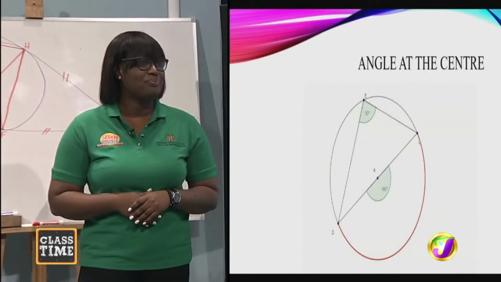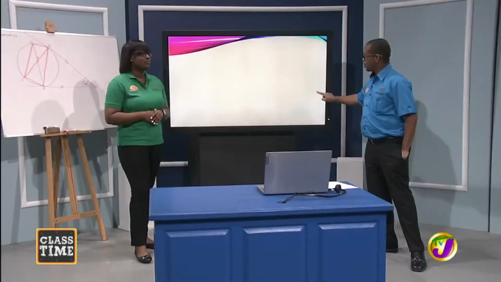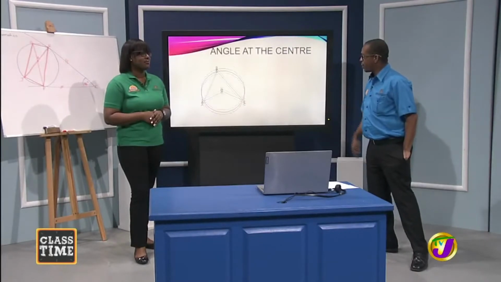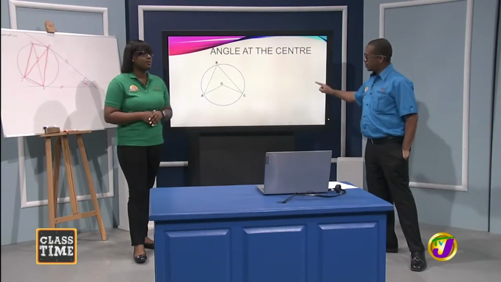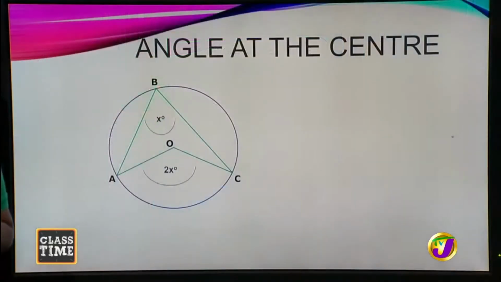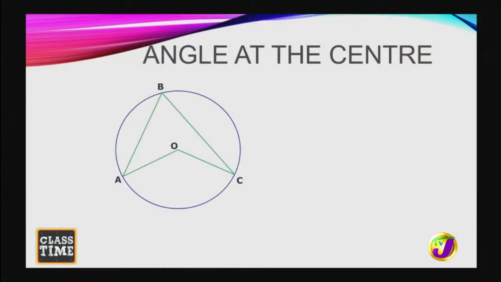All right. Okay. So let's see if we can formalize that for our students. So we realize that the angle that's formed at the center is always twice the value of the angle that is at the circumference. All right.